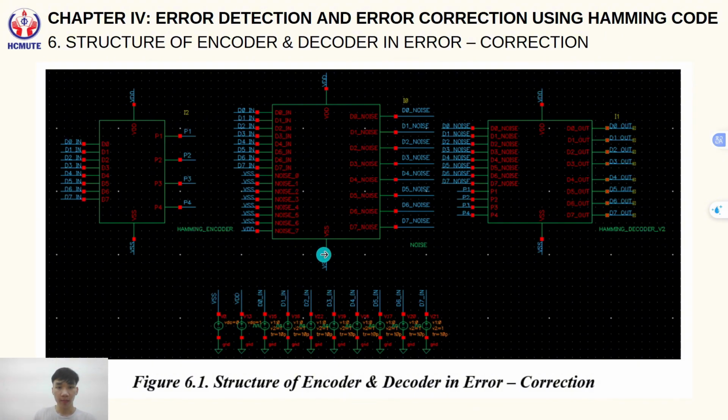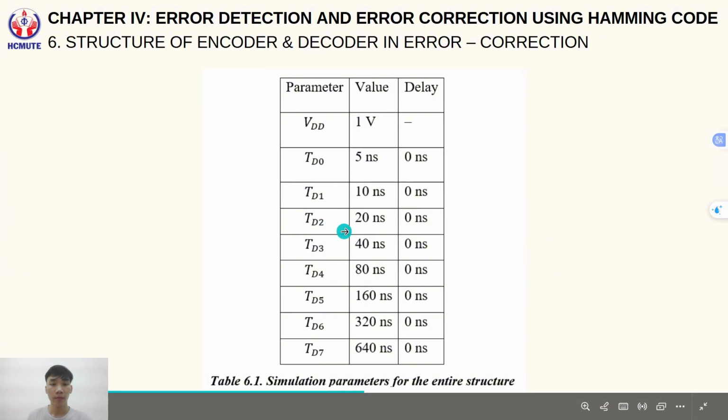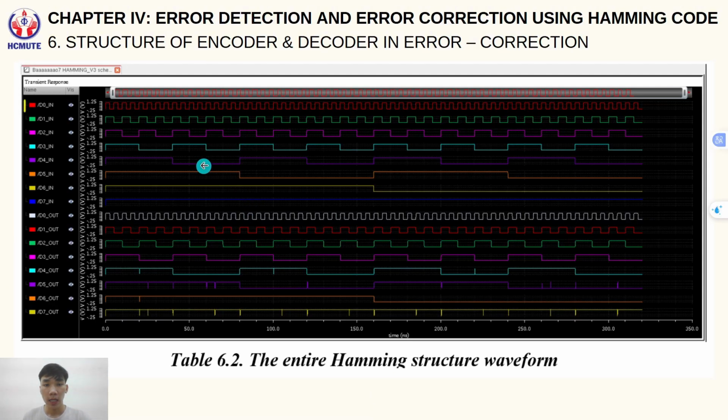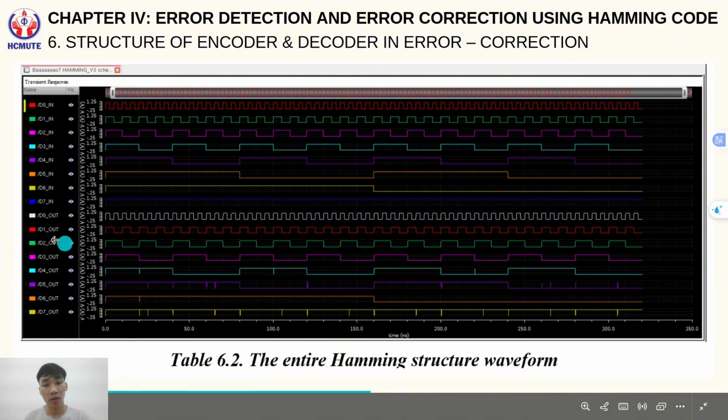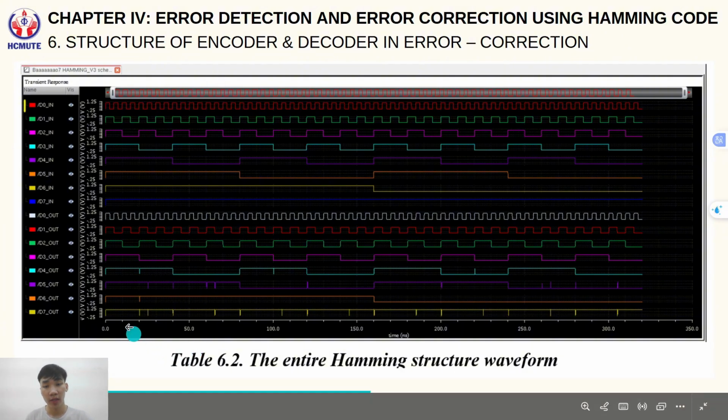And in simulation, the noise block was configured to flip bit D7. And here are the simulation parameters. By observing the waveform, we can see that the 8-bit output D7 to D0 after the Hamming decoder is identical to the original 8-bit input data. This confirms that the Hamming code successfully detects and corrects single bit errors.